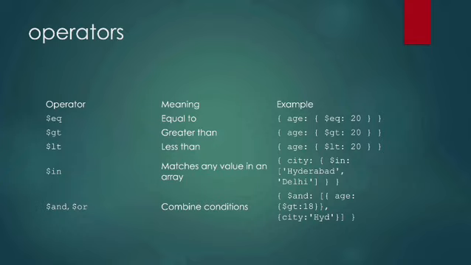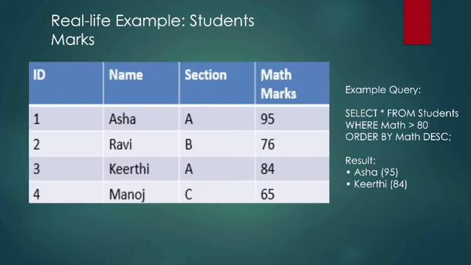The real-life example is student marks. I gave IDs, names, section, and math marks here. An example query: I'm asking to select from the students where math is greater than 80, ordered by math descending in the table. And here I got the result. Akshay got 95, who got the highest marks in section A with greater than 80, and second, Kirti got 84. That is the result I got.